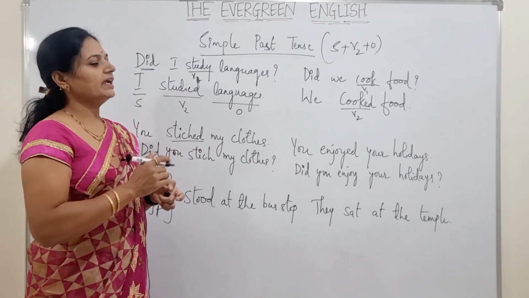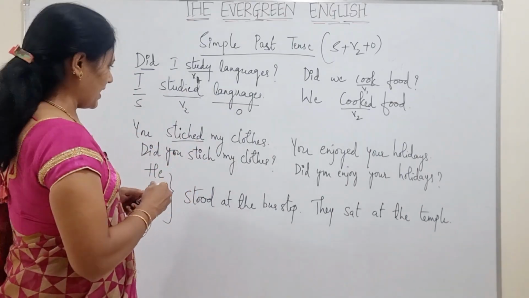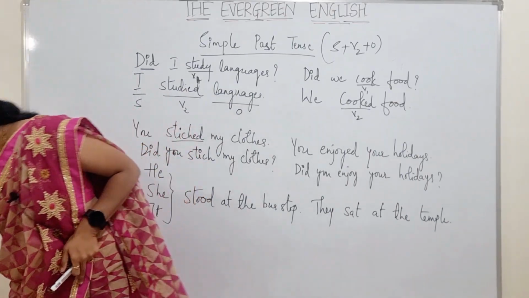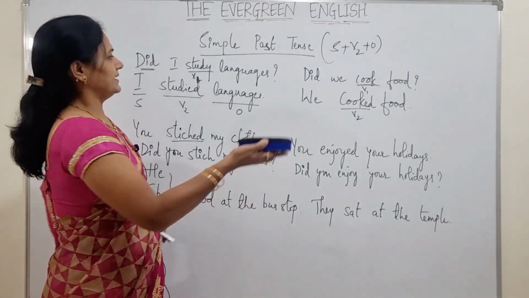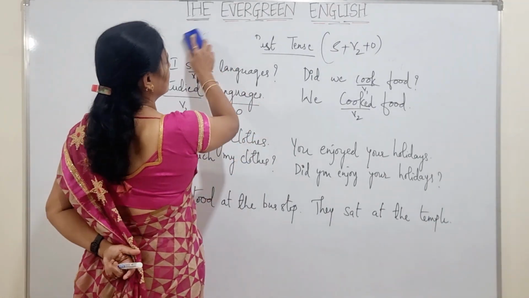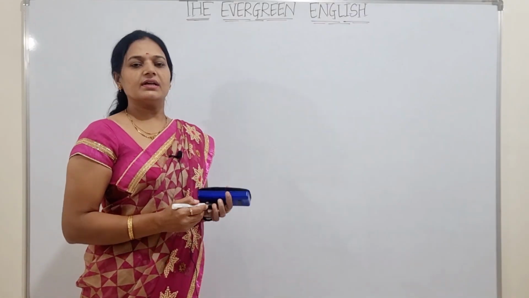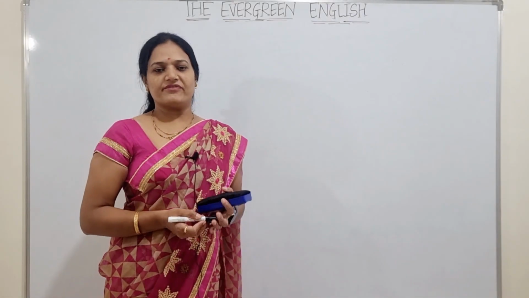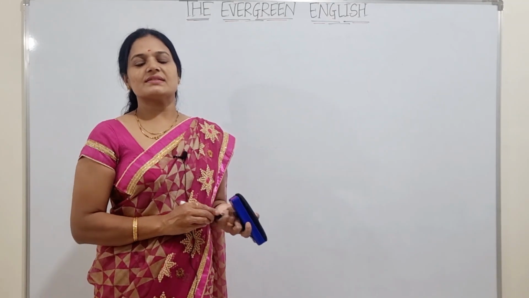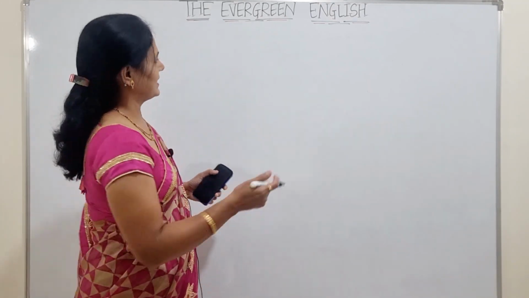We'll move on with the second type of past tense, that is past continuous tense. Let's start with the second type of past tense, that is past continuous tense.